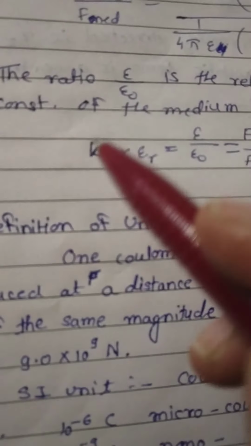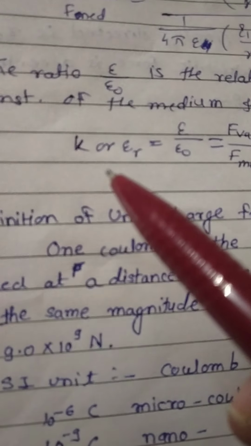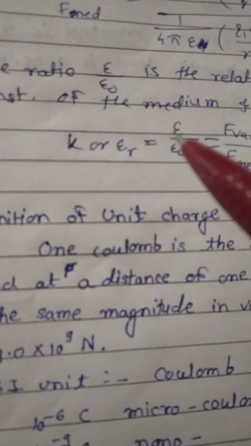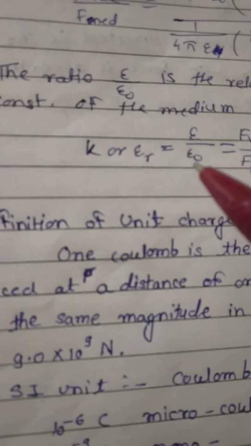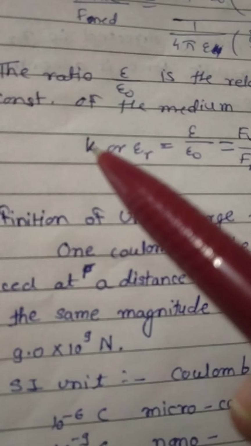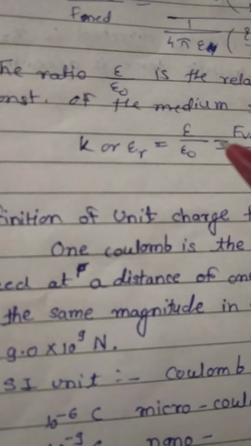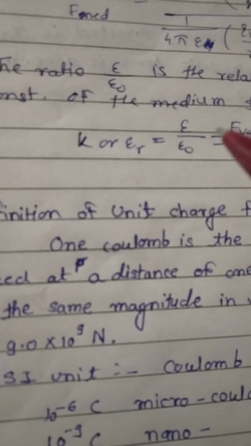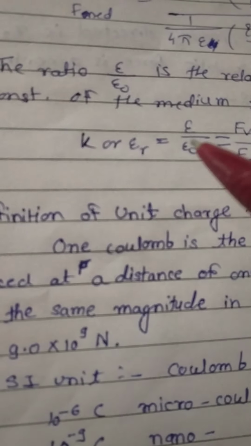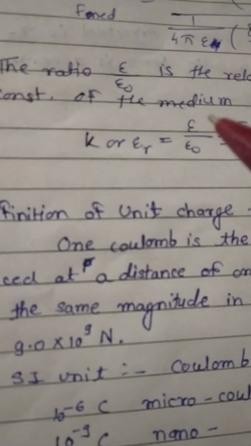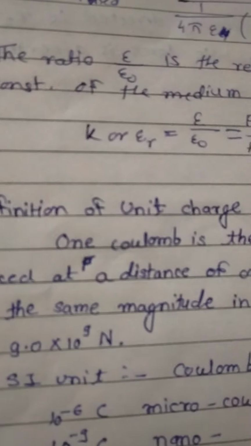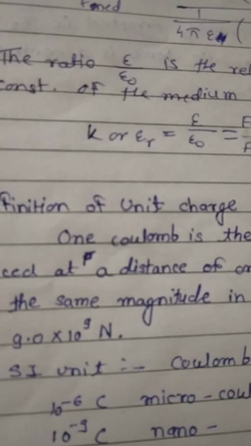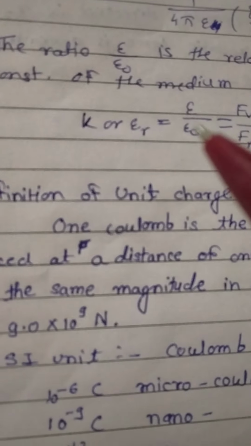So thus epsilon R or K, the dielectric constant, is the ratio of the absolute permittivity of a medium to the permittivity of free space. Or epsilon R is the ratio of the force between two point charges placed a certain distance apart in free space or vacuum to the force between the same two point charges when placed at the same distance in the given medium. So epsilon R is a dimensionless quantity, because epsilon and epsilon naught have the same dimension, so they cancel out.